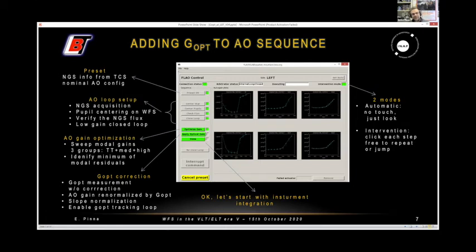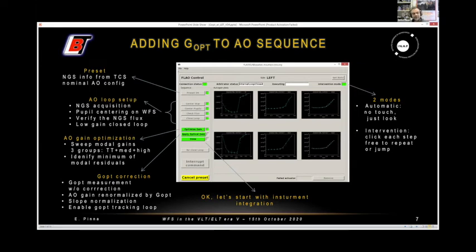Then we have the final phase, the most interesting, I would say, where we optimize the gains. This is the approach we have taken since the beginning. So we divided the gain. We have the possibility to have a modal gain, so each mode can have a different gain, but we decided to divide it in three groups: tip-tilt, medium, and high order. Then we sweep one group at a time, starting from the tip-tilt, and we sweep the gains and record the wavefront sensor residuals. And then we look for the minimum of the residual.